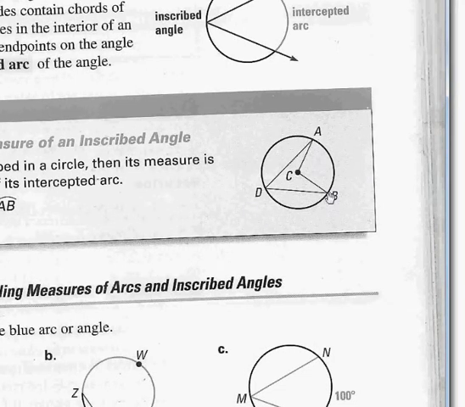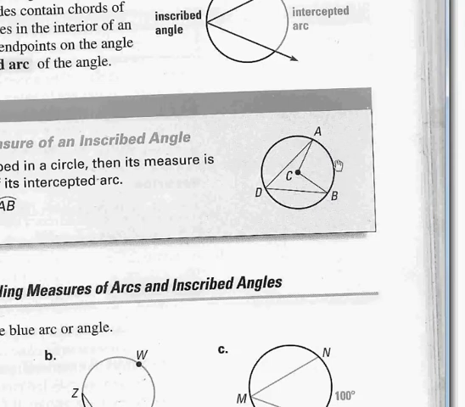We have points A, B, and D that lie on the circle, and we have angle ADB that is inscribed in the circle. Remember, an inscribed angle means that the vertex of the angle itself lies on the circle. So here in ADB, the point D lies on the circle. And the theorem tells us that the measure of the angle ADB is 1/2 of the measure of arc AB.